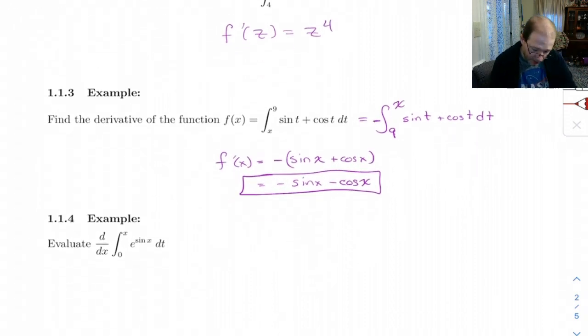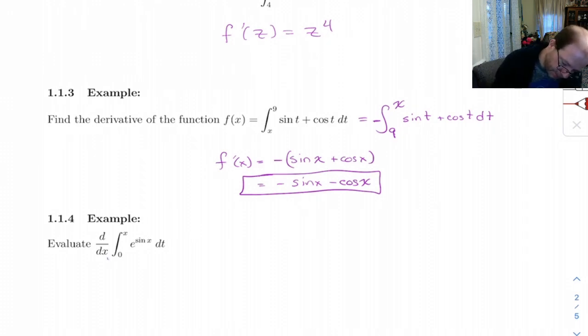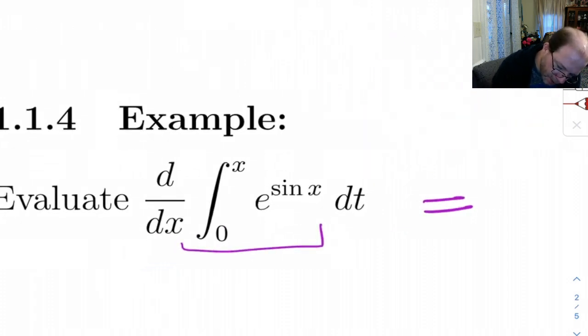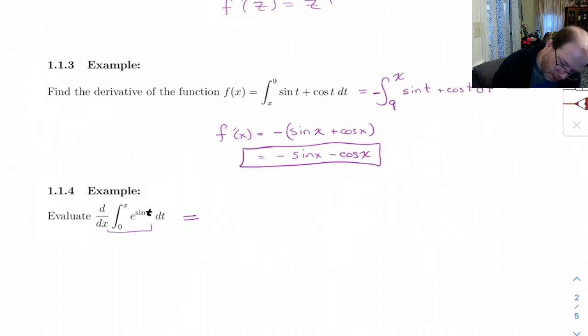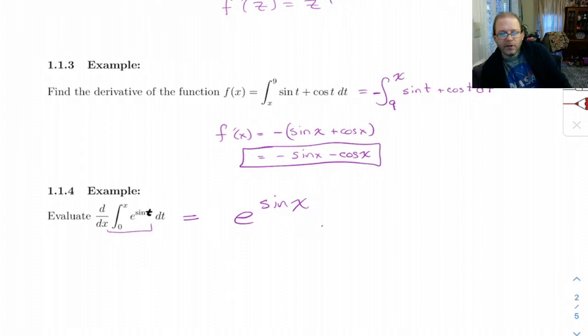In this last example, again, there's nothing to it. We're taking the derivative of the integral of this thing. There's actually a typo here. This should be a t, not an x. So this is just going to give us e to the sine x. All right, so these examples might be a little bit silly, but the important thing is integration and differentiation are inverse processes of each other.